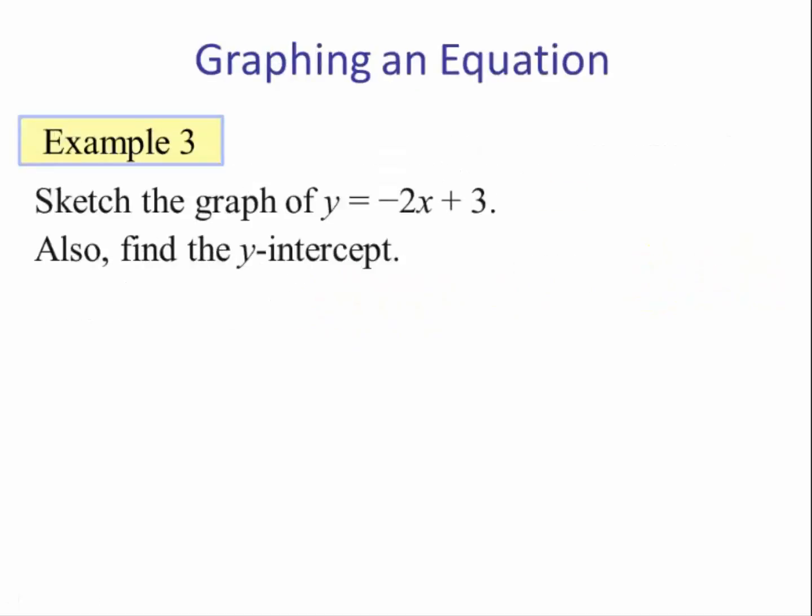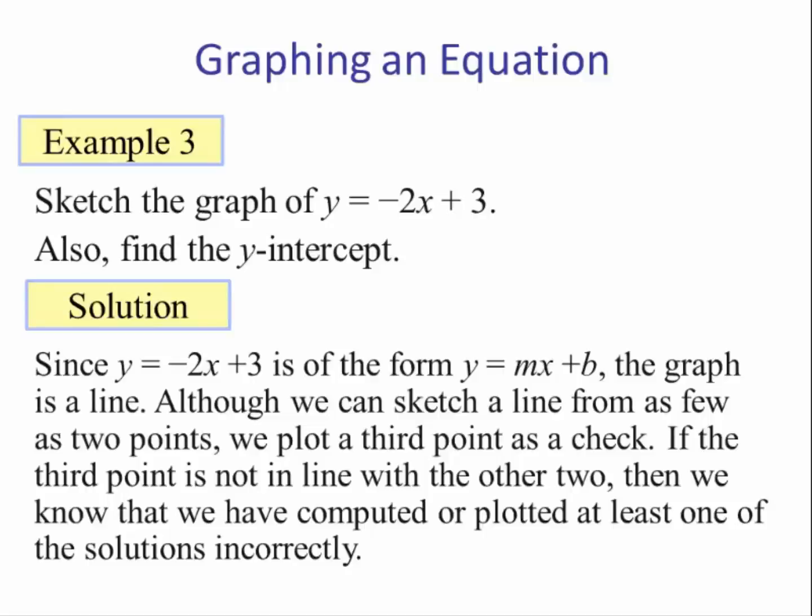Example 3: Sketch the graph of y equals negative 2x plus 3. Also find the y-intercept. Since y equals negative 2x plus 3 is in the form y equals mx plus b, the graph is a line. Although we can sketch a line from as few as 2 points, we plot a third point as a check. If the third point is not on the line with the other 2, then we know we have made a mistake, and at least one of our solutions is not correct.